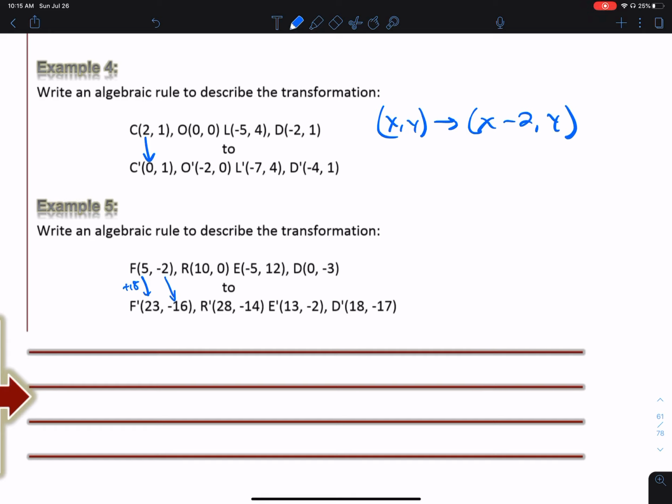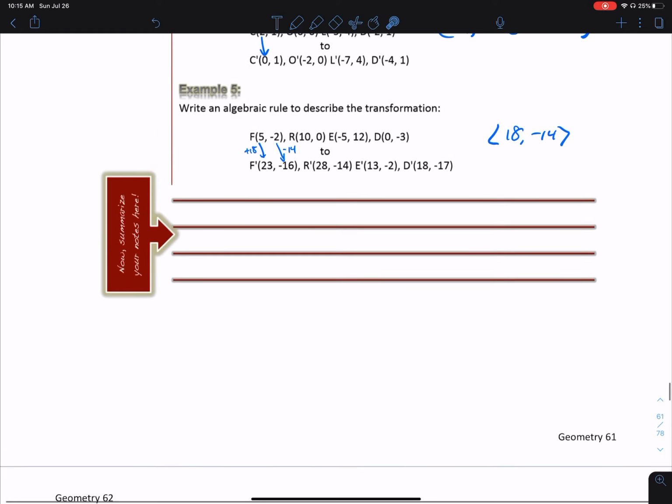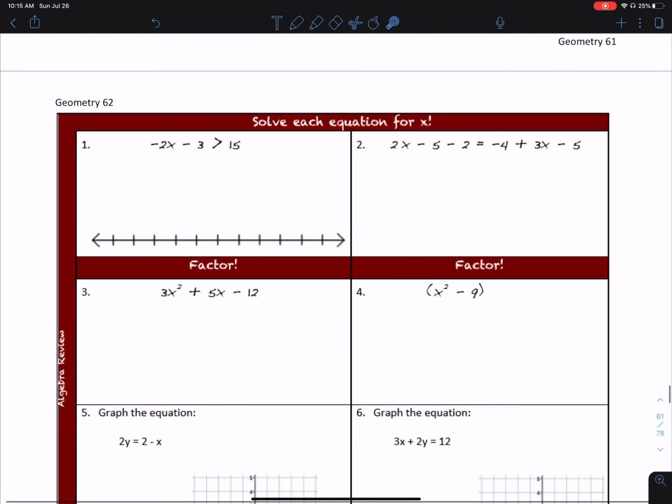From -2 to -16, maybe we're subtracting 14. So the rule is vector 18 to the right and 14 down. Does that work for all these? It sure does. Lastly, we have just some reviews of some algebra things maybe we haven't looked at for a while.